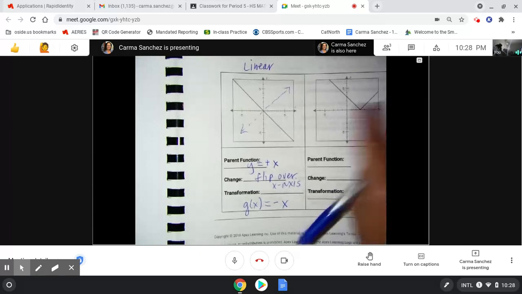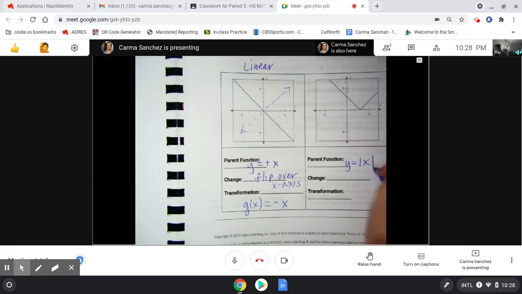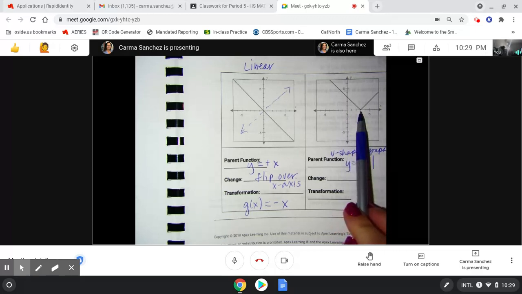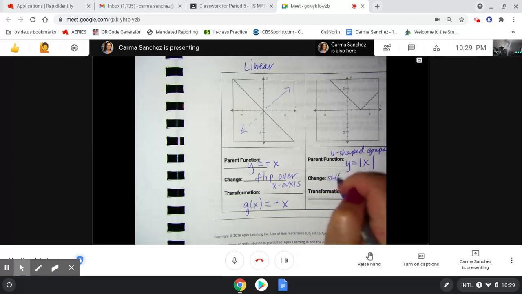This is the parent function of y equal to the absolute value of x. It's a V-shaped graph. We did this way back in Unit 1 of Apex, looking at absolute value graphs. This one has been shifted right 1, 2, 3. So the change is a shift right 3.